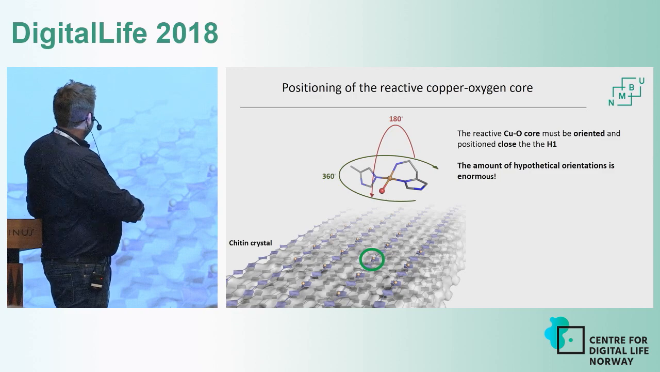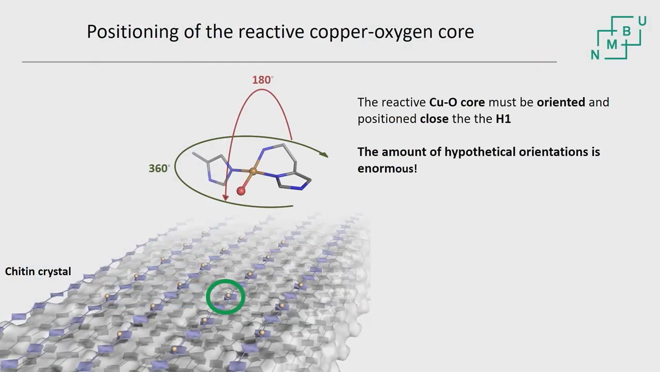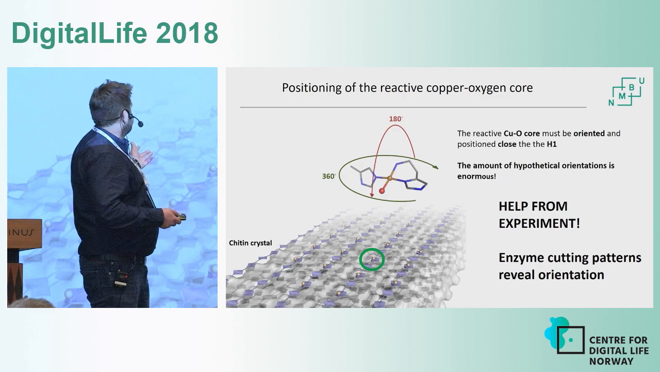And first, how does the enzyme bind to the substrate? So this is the surface of a crystalline polysaccharide. And this is the catalytic core inside the enzyme. And it has to come close, in the correct orientation and position, to perform catalysis. How does it do that? You can start guessing, but there are enormous numbers of orientations that you have to explore to figure this out. And it's not feasible.